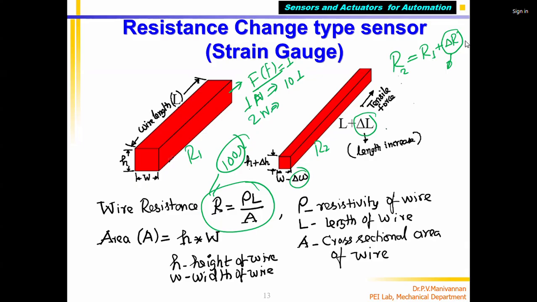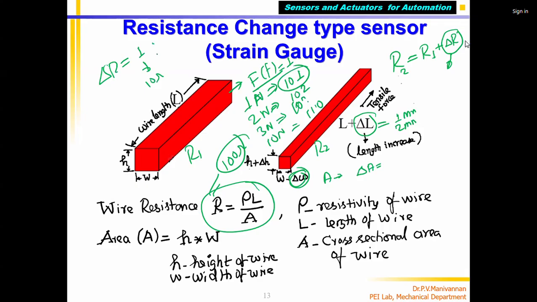I applied 2 Newton. What will happen? The delta L will become, for example, this was 1 mm. If I apply more force, it becomes 2 mm, correct? Proportionally, delta W will decrease, A will decrease to the new A, that will be smaller. So automatically, due to that, resistance changes. So my resistance becomes 102, at 3 Newton, 103, correct? I apply 10 Newton, it becomes 110. So that means my delta R changes from 1 to 10 ohms, from the original 100 ohms, correct? So this is proportional to the force applied, 1 to 10 Newton, correct?